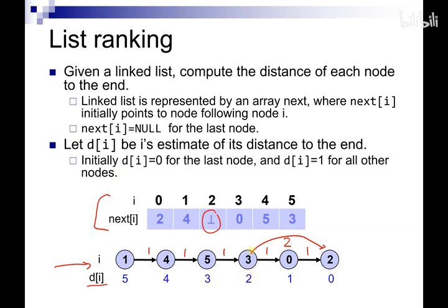In fact, this is the correct distance of 3 from the head of the list. Once 3 knows that it's distance 2 from the head of the list, then because 5 knows its distance 1 from 3, 5 knows that it's distance 3 from the head of the list. In this way, we can sequentially compute the distance of all of these nodes in order n time. But the question is, how do you do this in parallel?